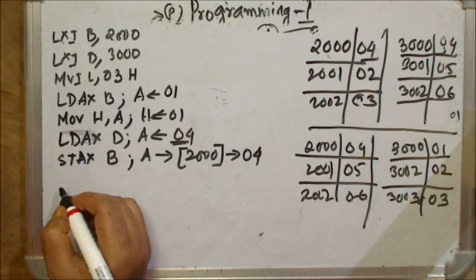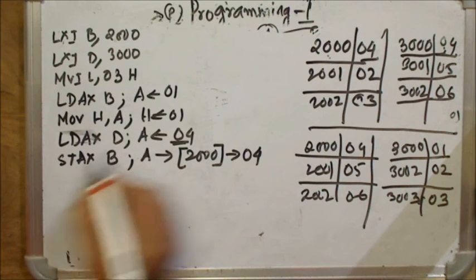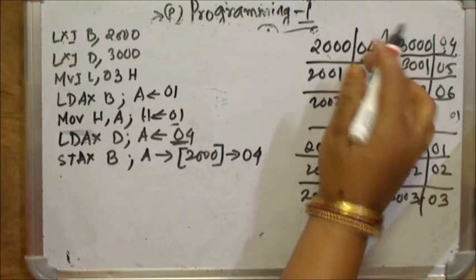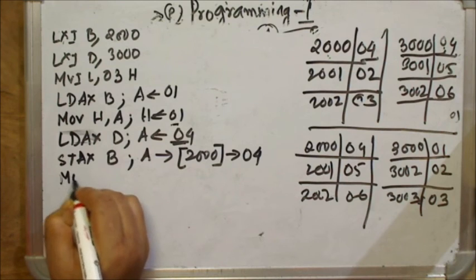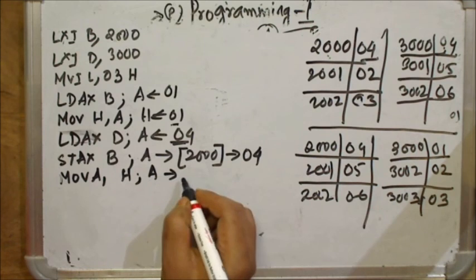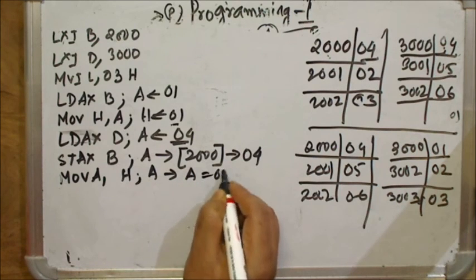Okay, then now we have to get the data from H into A. What is H holding? 01. Okay, that is the data which was in 2000. So move A, H. So A will be now 01.